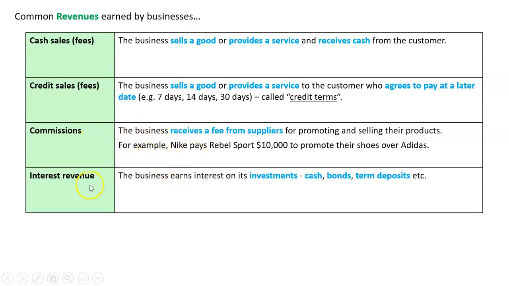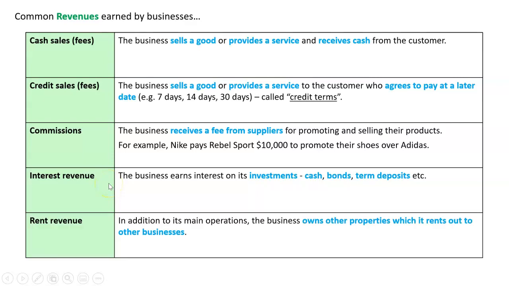What else have we got? We've got interest revenue. Interest is a bad thing usually. We say that's an expense. Well, this is different. This is where the business earns interest on its investments. So it could be cash or bonds, term deposits. We'll probably see all of these at some point. But when you have an investment, you can earn interest. That's a revenue. And lastly, the business might rent out a property. So it might own a property, it might own more than one property, and it might rent it out to another entity. And that revenue that you receive from doing that, that's a revenue just like any other, and we're going to call that rent revenue.